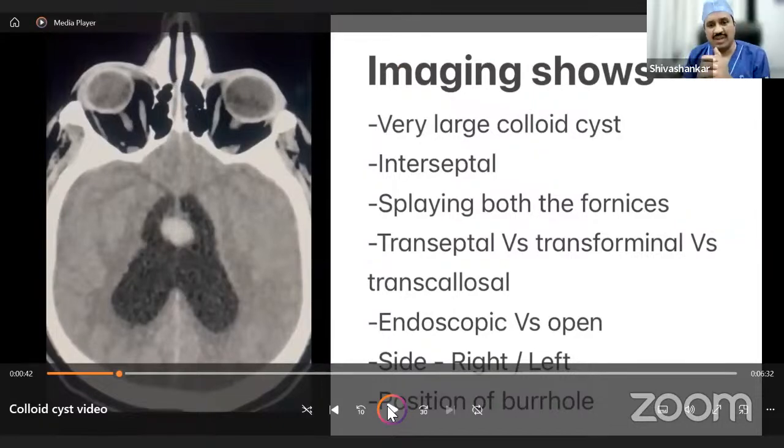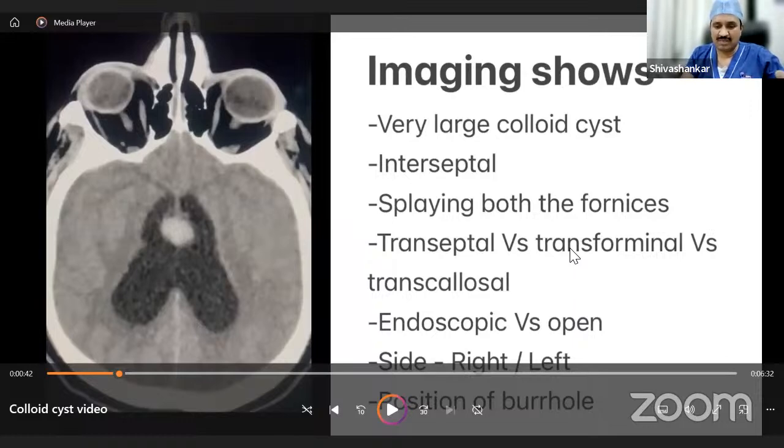So either we can plan transseptal or transforaminal. Transcallosal will be difficult here because the patient presented acutely with a hydrocephalic attack. So the brain will be full and the interhemispheric approach will be difficult in this case. So we have to first put the EVD so that we drain the CSF, and then we can think of endoscopic. If it is possible, we can go ahead with the endoscopic approach, and we need to decide the side. It is usually right side, as we all know that is the non-dominant hemisphere.